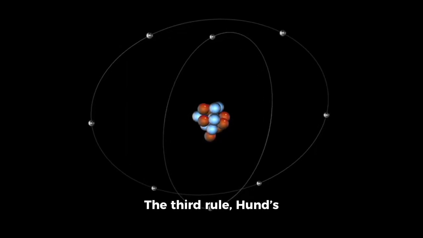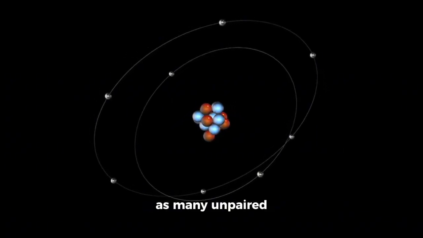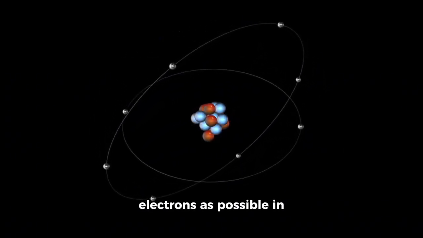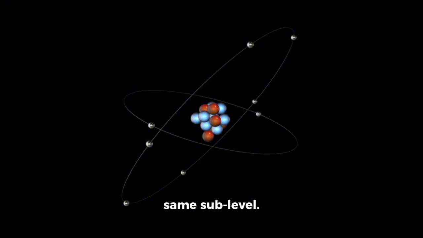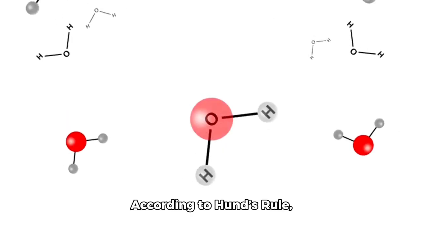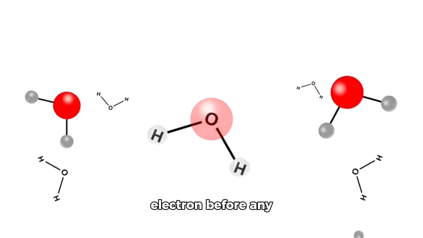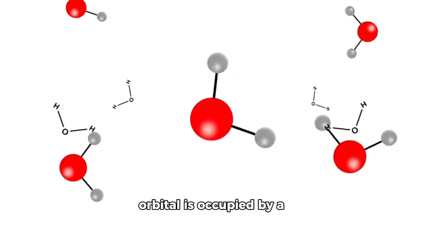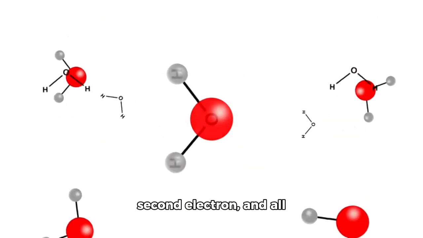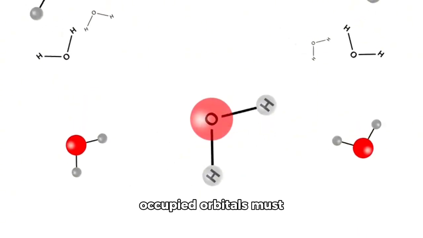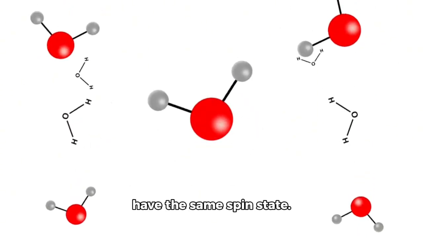The third rule, Hund's rule, requires placing as many unpaired electrons as possible in separate orbitals in the same sublevel. According to Hund's rule, orbitals of equal energy are each occupied by one electron before any orbital is occupied by a second electron, and all electrons in singly occupied orbitals must have the same spin state.